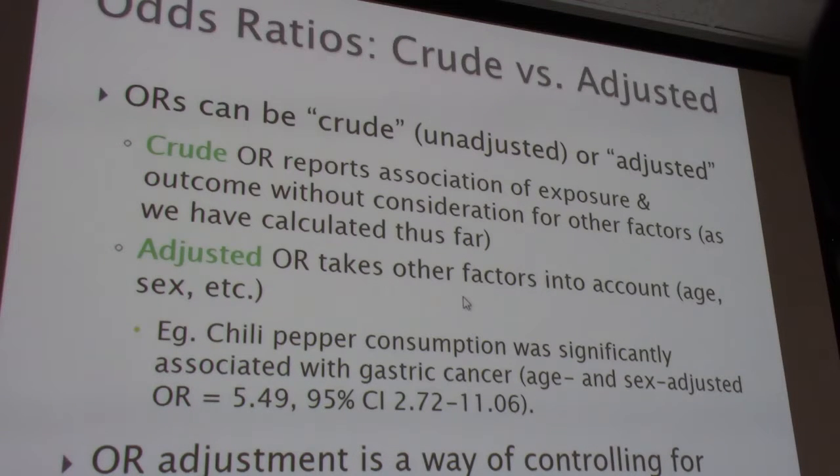So, for example, a common one is to adjust for age and sex. Here we have the same question: is chili pepper consumption associated with cancer? Once we adjust for age and sex, we have this new odds ratio. It's a little bit less, it's 5.49, but this confidence interval is still significant. It's still not crossing 1. So this adjustment is a way of controlling for other factors, or variables, or covariates, you might hear them called.